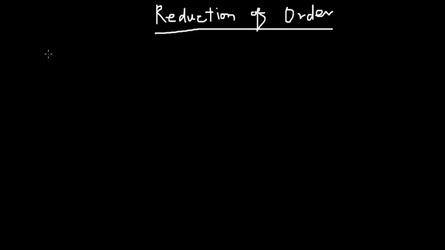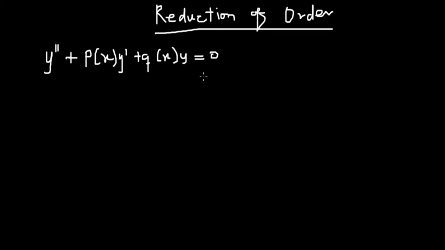So let's see how we go about that. This is the general form of a homogeneous differential equation. Whenever you meet any question where you are supposed to use reduction of order, this is how the equation most of the time appears. We have y prime prime, plus p of x y prime, plus q of x y, and then we equate it to 0. It means that it's a homogeneous differential equation.